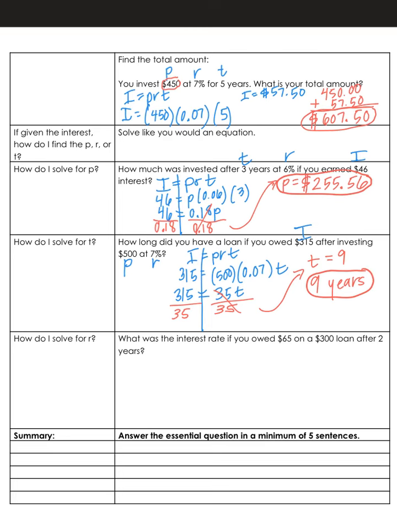All right, guys, we have one last problem, and unfortunately, I think that this one is probably the hardest one, but I know that you can definitely handle it. So this one you're finding R, the rate. So what was the interest rate if you owed $65 on a $300 loan? So 65 is the interest amount. $300 is the principal amount because that's the initial amount on a $300 loan after 2 years. So that's our time. So we're going to go ahead and plug everything in.